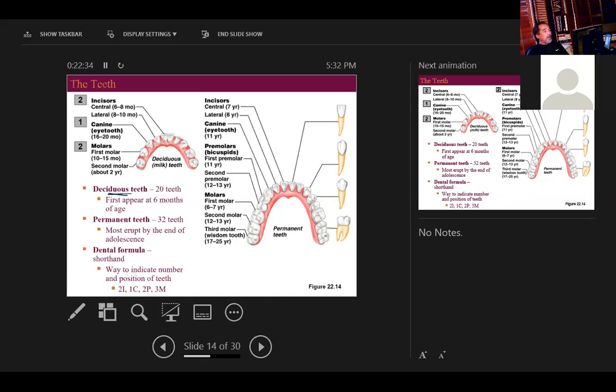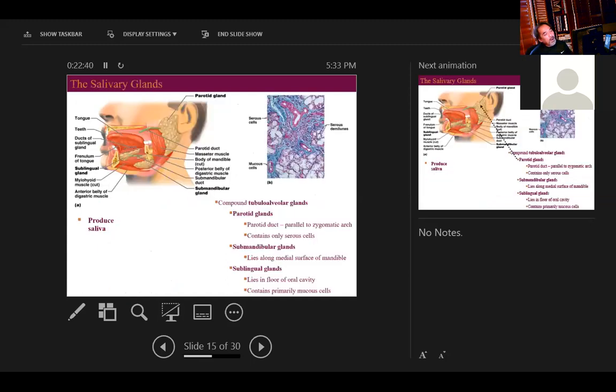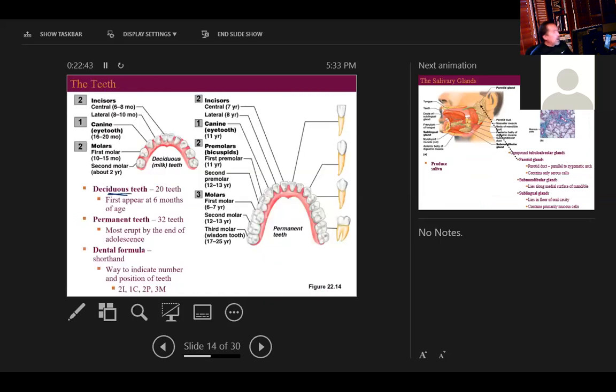Okay, so now for the adults, it's going to be 2, 1, 2, and then 3. That is making 8, and then multiply by 4. The permanent teeth is going to be 32.